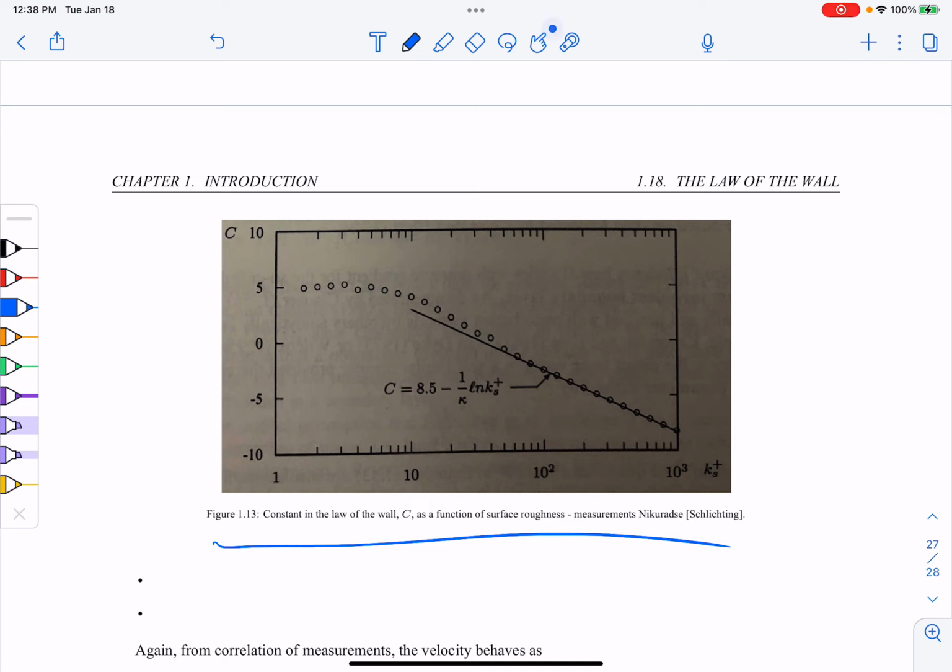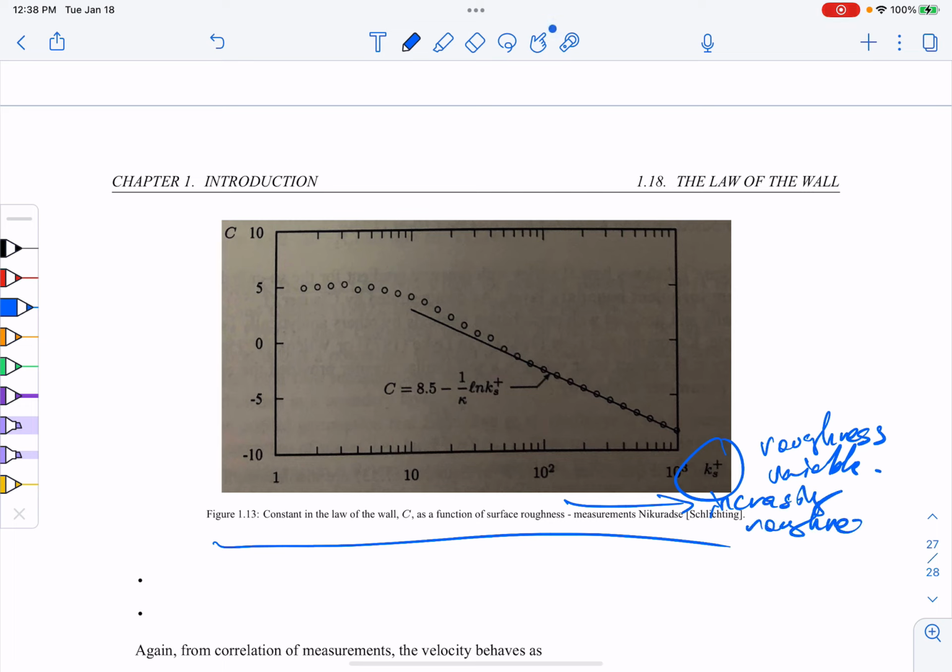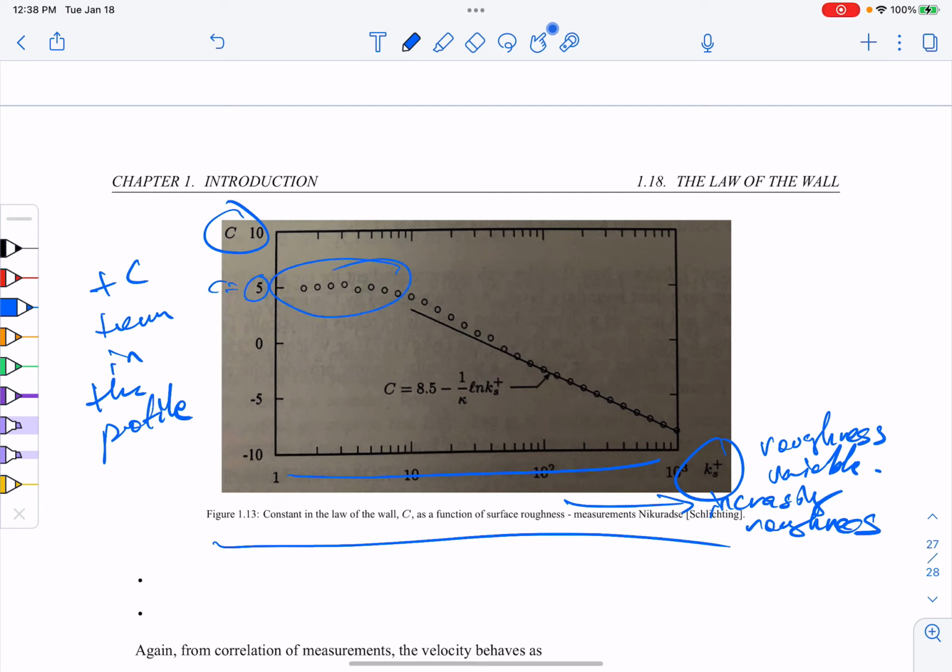So in this figure, we have Ks, and Ks is a roughness variable. So this is increasing roughness. And C is the plus C term in the profile. Once again, there are many decades of roughness, but generally low roughness is in this region here, and you'll see C is equal to 5 for smooth walls.